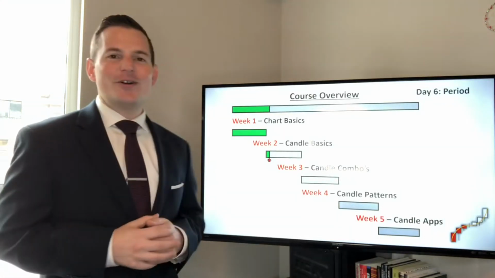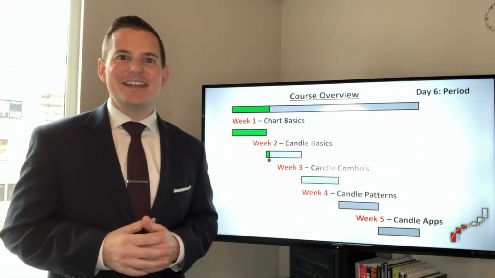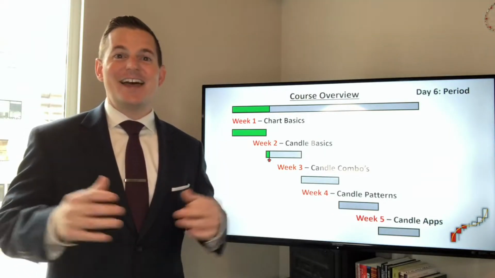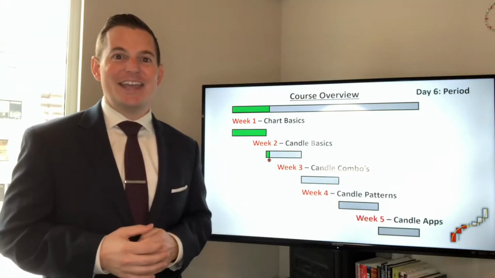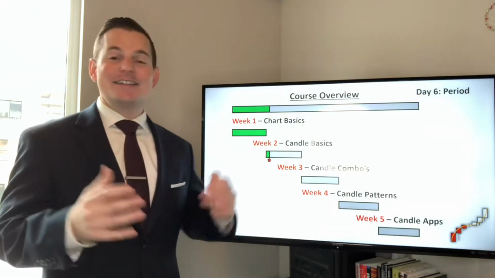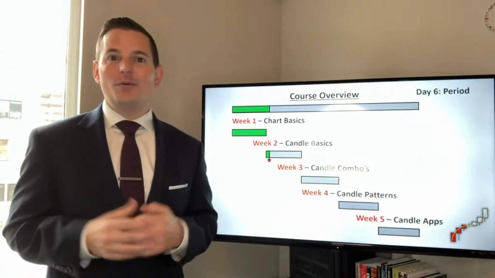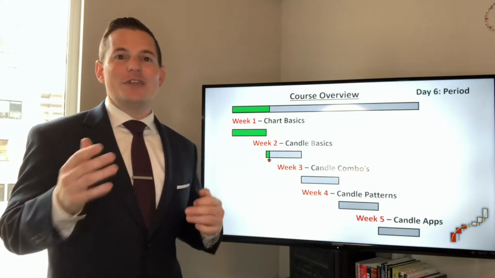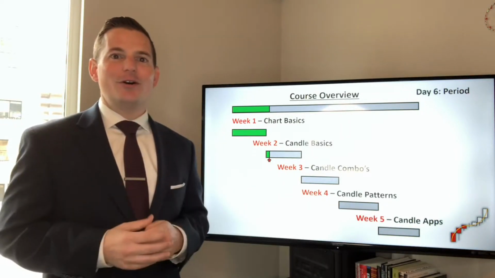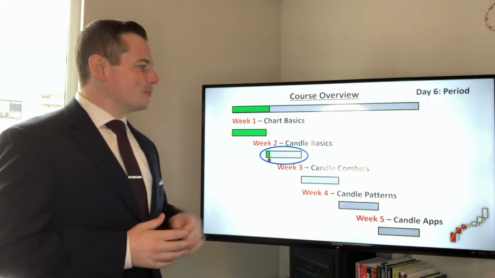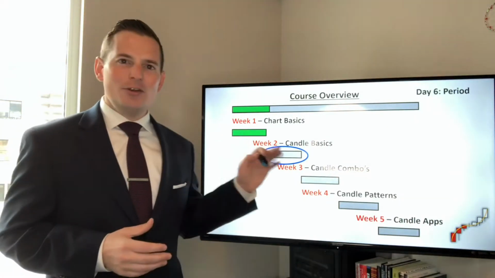And we're going to start talking about the candle basics. So hopefully you're as excited as I am to talk about these candle basics. And honestly, when I first started trading, I didn't really even understand what candlesticks were. So if that's you, don't worry, we're going to talk all about it today. And we're just going to zoom right into the candle basics.